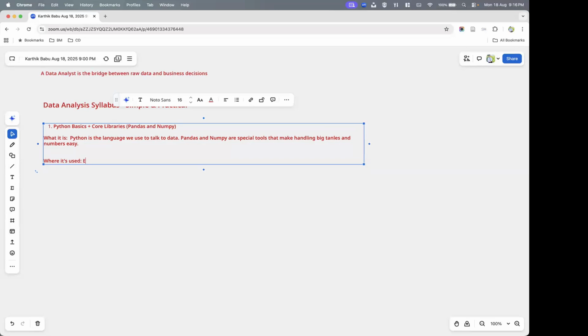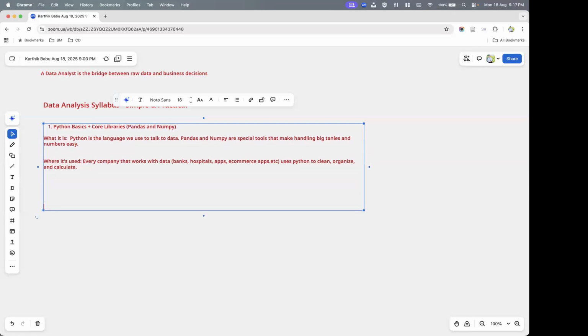You need these tools. Okay, so I will say that every company that works with data, banks are always closely related to data, and hospitals are related to data, and apps, or I can also say e-commerce apps, all these use Python to clean the data, organize the data, and also calculate the data. Okay, so this is where you will be using Python basics.